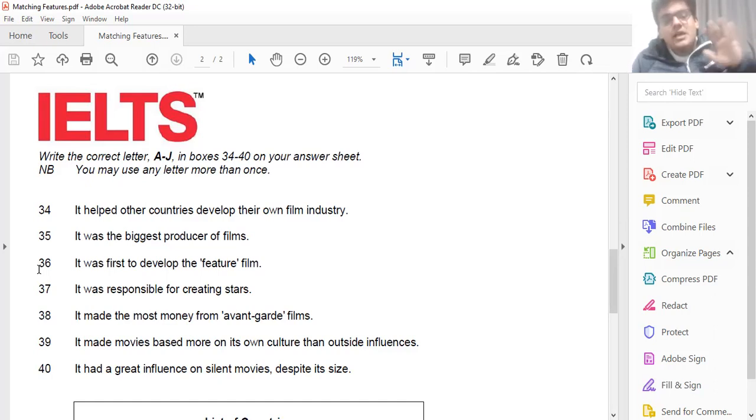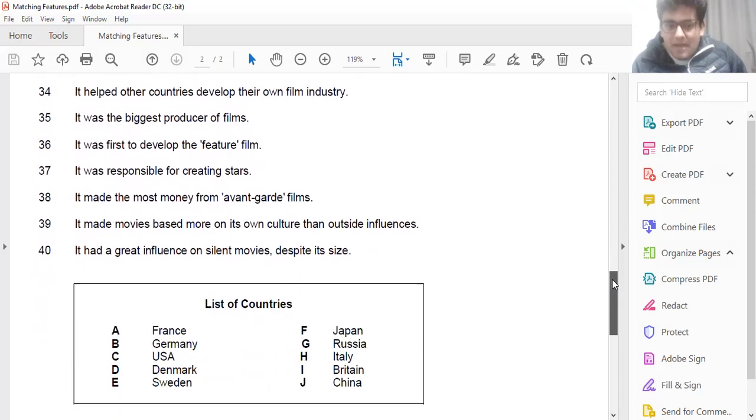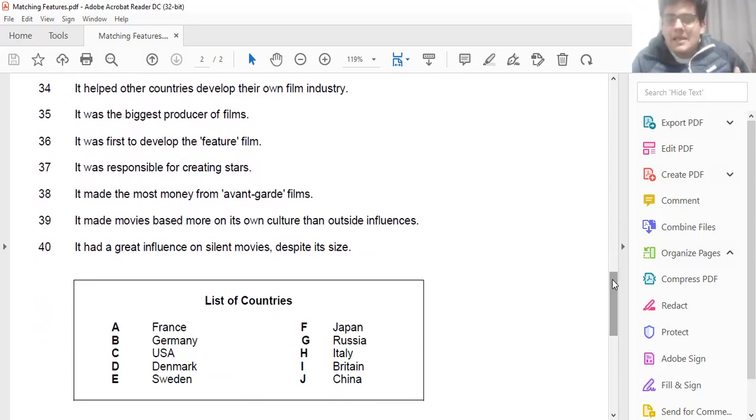Now, we are given these 7 features. What we have to do is match these features, hence the name of this topic, matching features. Now, the question is, who do we match these features with? We have to match these features with the respective countries, which are given below in the box. List of countries. So A is for France, B is for Germany, C is for the United States, D is for Denmark, E is for Sweden, F is for Japan, G is for Russia, H for Italy, I for Britain, J for China.